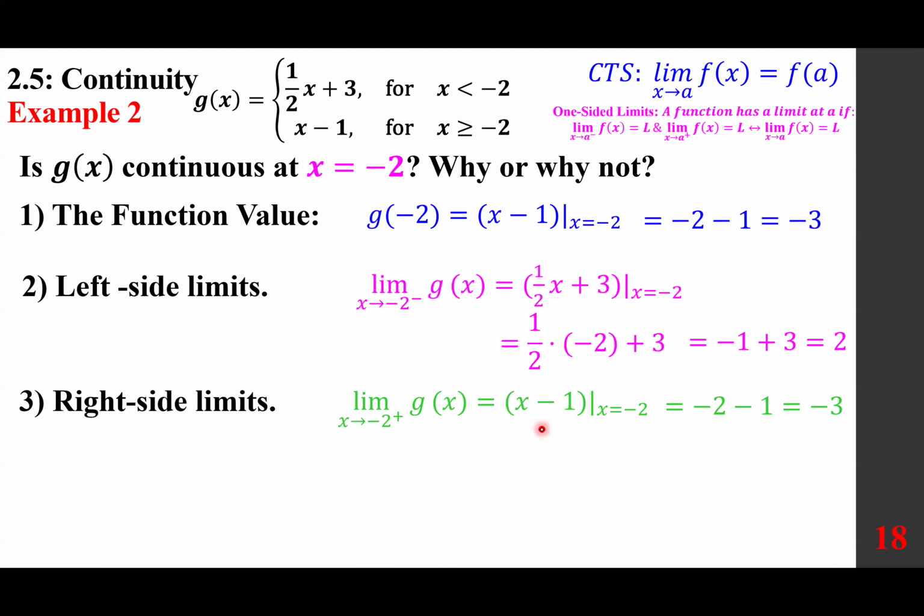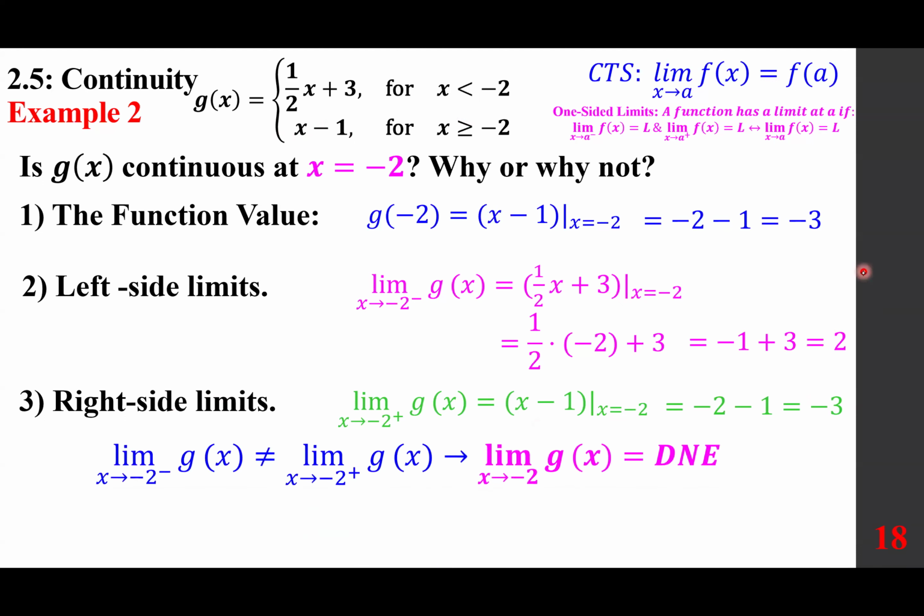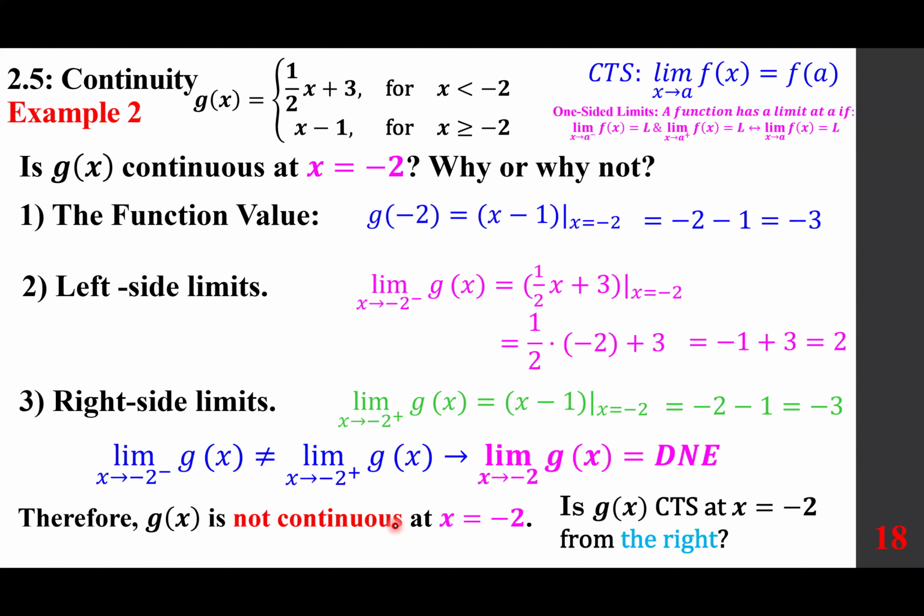As you notice, the limits from the left and right have different values. The limit doesn't exist. So the limit of g of x as x approaches negative 2 from the left is not equal to the limit of g of x as x approaches negative 2 from the right. They're different. Therefore, the limit of g of x as x approaches negative 2 does not exist. That means g of x is not continuous at x equals negative 2, or you can say it's discontinuous.